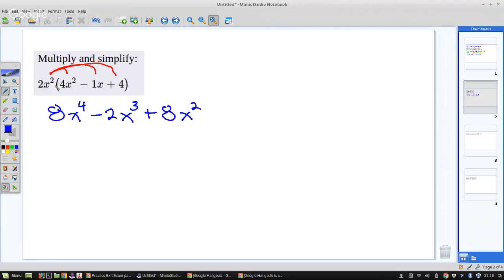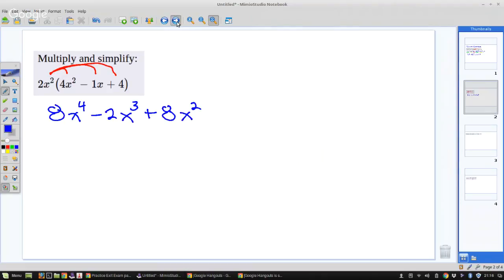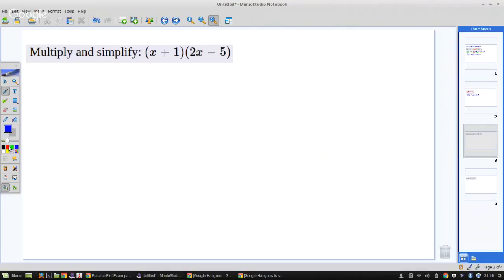And as far as simplifying goes, I simplified as I went by saying 2x squared times 4x squared is 8x to the 4th. So I multiplied and simplified at the same time. Here the multiplication is a little more complicated because I have a sum here, so that's a binomial instead of just a simple monomial. So we have a double distribution. And the bottom line is each term in one polynomial has to be multiplied by each term in the other. Since there's 2 terms here and 2 terms there, there's going to be 4 multiplications.